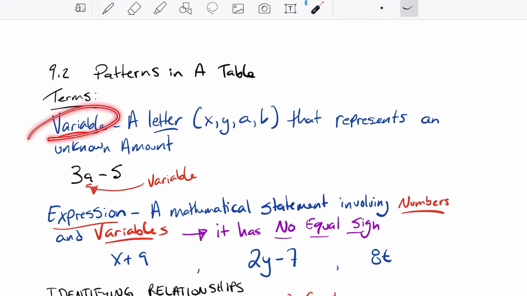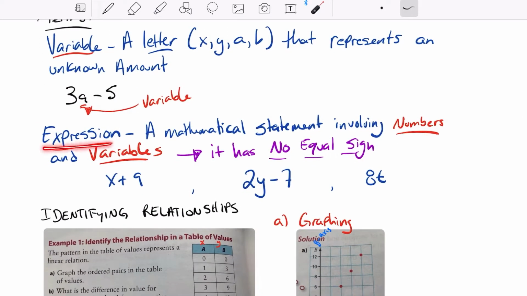So variables are letters. When they use the word expression in math, they're talking about a mathematical statement involving numbers and letters, so involving numbers and variables, but it doesn't have an equal sign. So it's usually just a statement without an equal sign, like x plus 9, 2y minus 7, or 8t. These are expressions. They're not necessarily formulas. Formulas come in the form of having a y equals here, but expressions are just a little bit shorter. They mean the same thing in the sense that they both are solving for variables. It's just that when we talk about formulas, they usually have more than one variable.